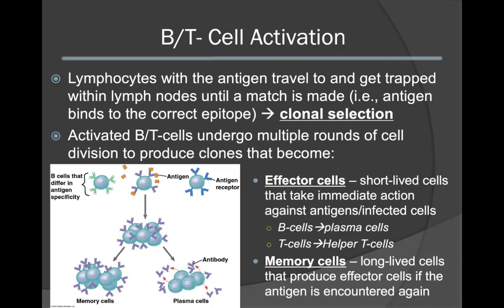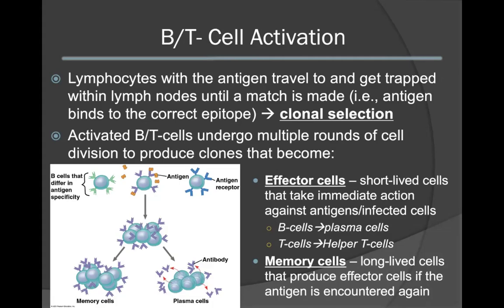Lymphocytes with the antigen will travel and then get trapped in the lymph nodes. They will reside here until a match is made, meaning that the antigen needs to bind to the correct epitope on the correct lymphocyte. This is called clonal selection. Once the T or B cell is activated, it will undergo multiple rounds of cell division to produce clones. These clones will either become effector cells or memory cells.